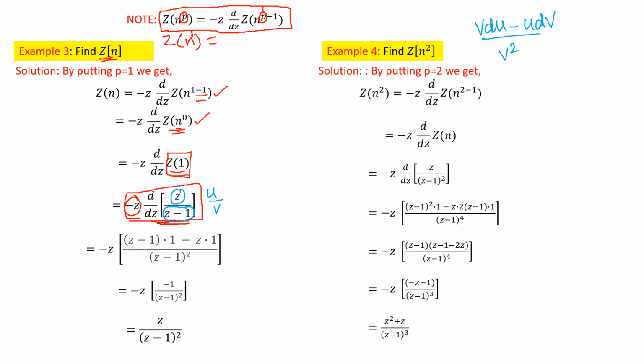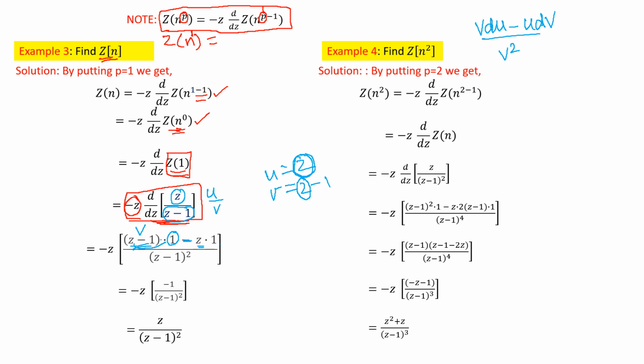In place of u, you have z. In place of v, you have z minus 1. So by substituting here, I will get v. So v is z minus 1. Then the derivative of z with respect to z will give you 1. Then in the formula, I have minus. Then u. In place of u, you have z. So keep z here. Then I have to differentiate v. So the derivative of z minus 1 with respect to z will be 1. Okay. Then we just simplify this expansion.